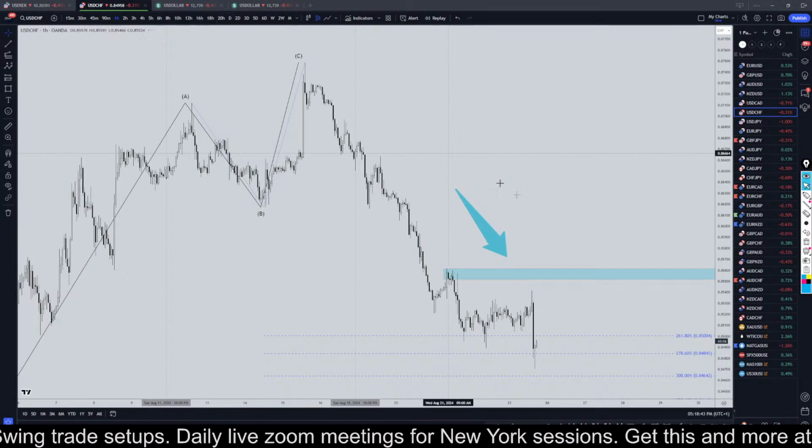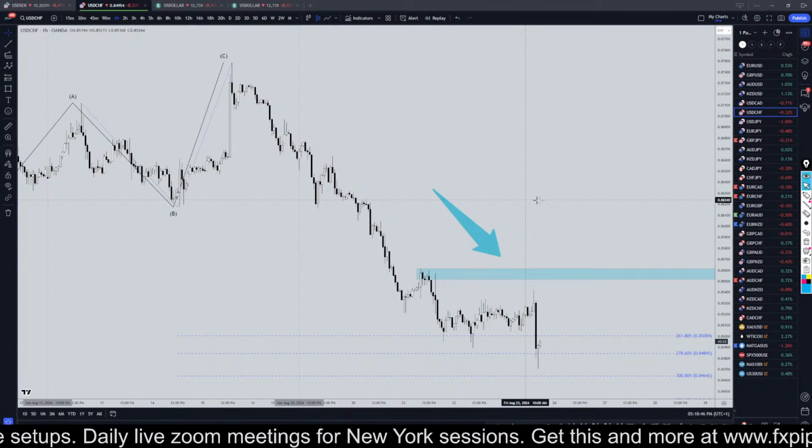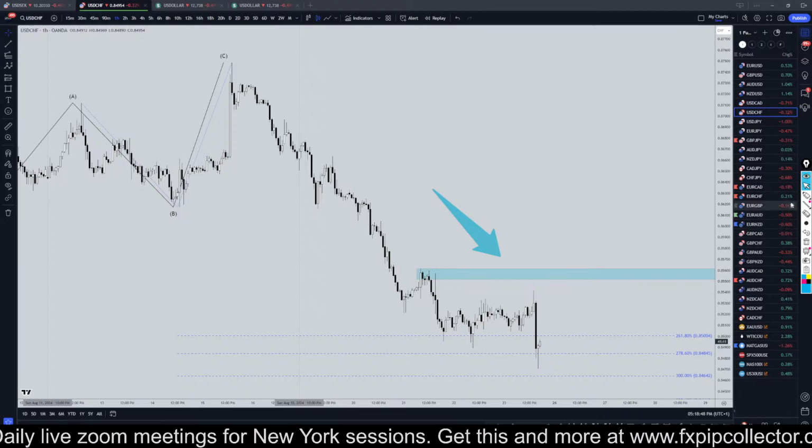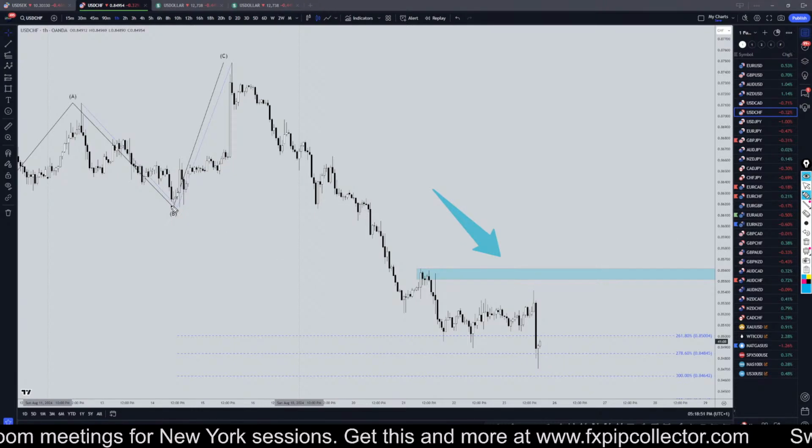Trading is very simple if you allow it to be. The trend has been down all week long on this thing. So what should you have been doing?